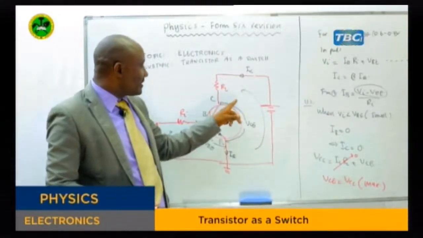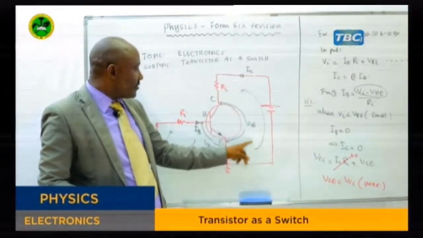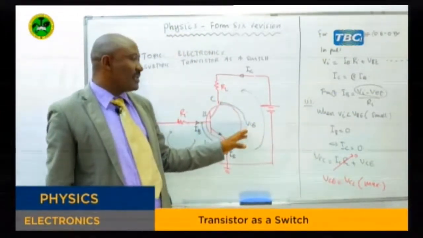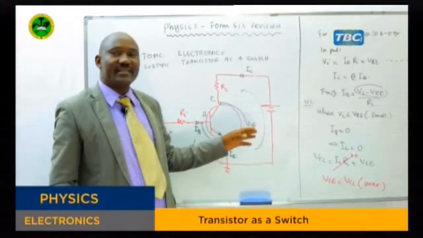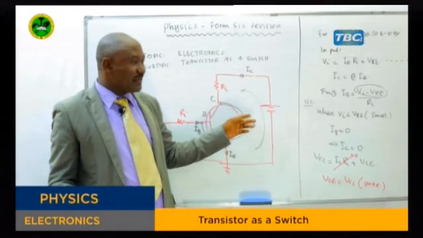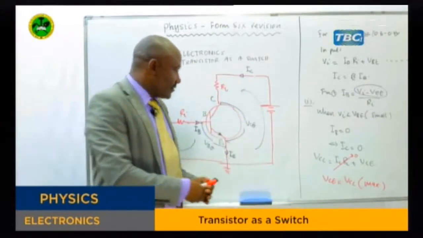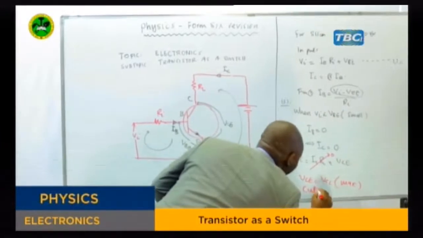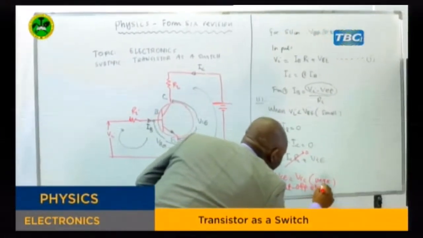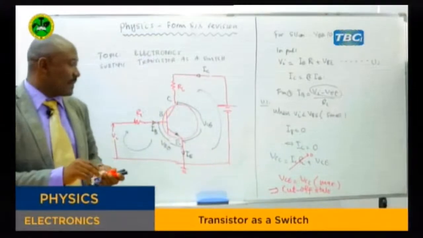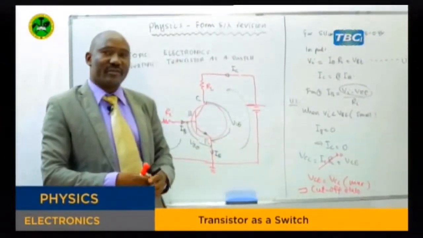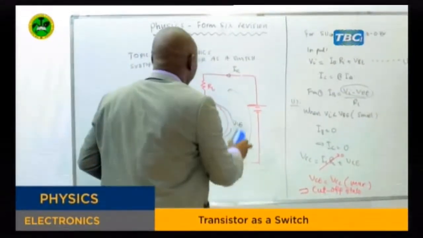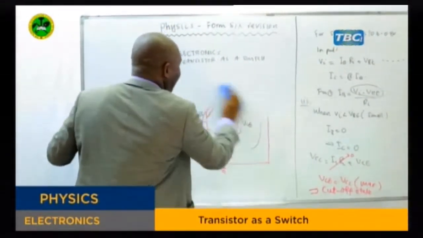Most of the voltage will be dropping across the transistor, and this transistor will behave as if it has very large resistance. Very large resistance means no current flows through it. So this is the case of the cutoff state. Remember, in the cutoff state of a transistor, the VCE equals the maximum power supply. That's one condition. Part B, let's go to the second part of it. What happens now?